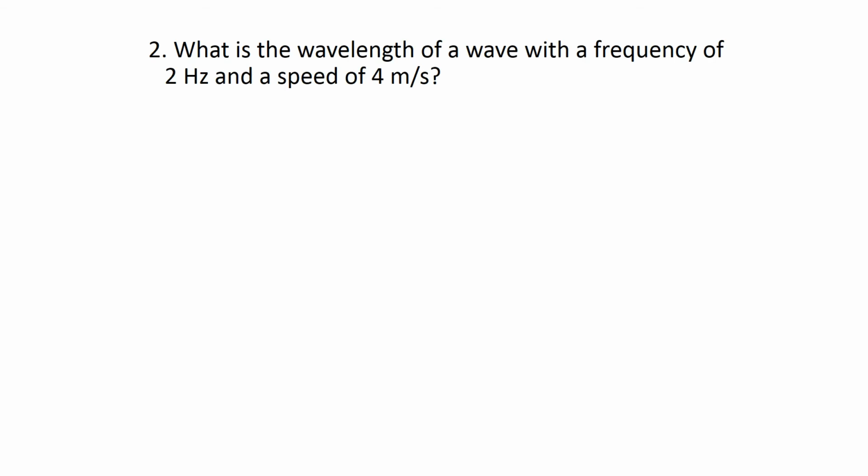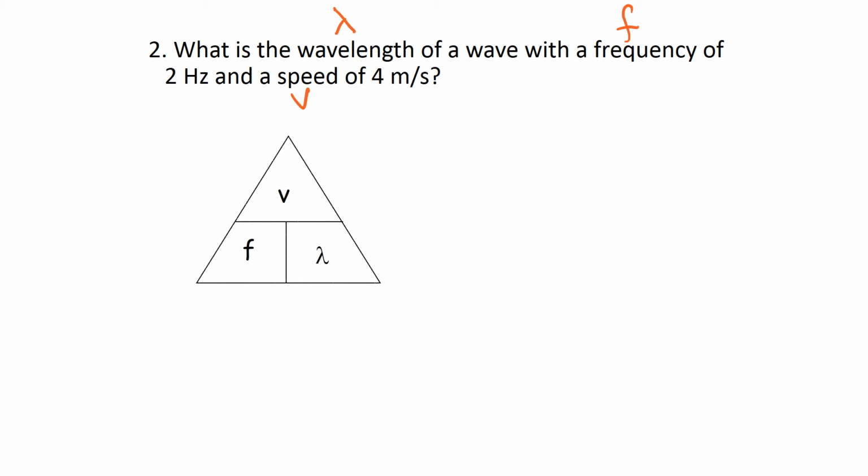Let's look at another problem. What is the wavelength of the wave if the frequency is 2 Hertz and the speed is 4 meters per second? So wavelength is lambda, frequency is f, speed is v. Get used to writing where they are, because that will tell you what formula to pick when you're in an exam and there's a choice. Lambda is equal to v over f. Substitute in your numbers and you get 2 meters.